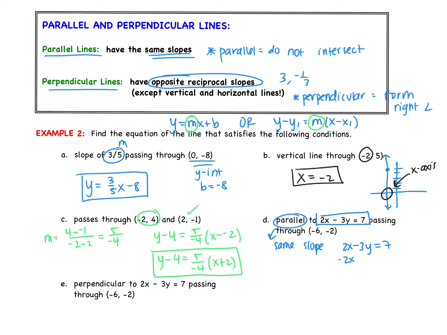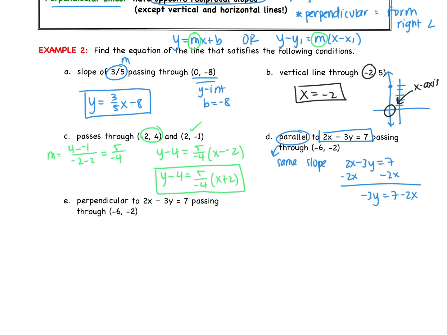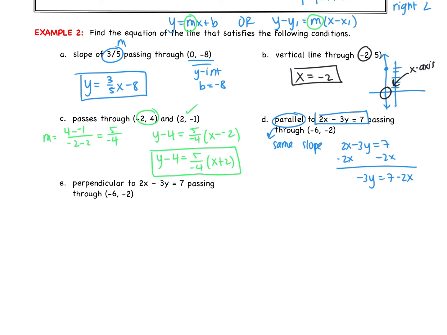If I move over 2x, I get negative 3y is equal to 7 minus 2x. If I divide by negative 3 then, I get y is equal to 7 over negative 3, and negative 2 divided by negative 3 gives us a positive 2/3. The slope is always the number in front of the x. So the slope of this line is 2/3, which means the slope of the parallel line is also 2/3. That's what this little symbol means, parallel.